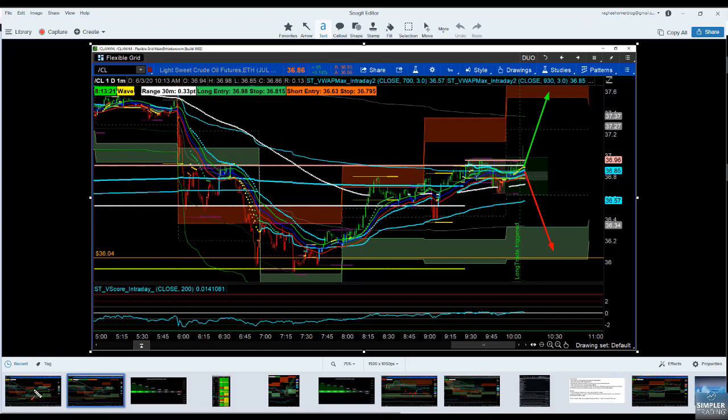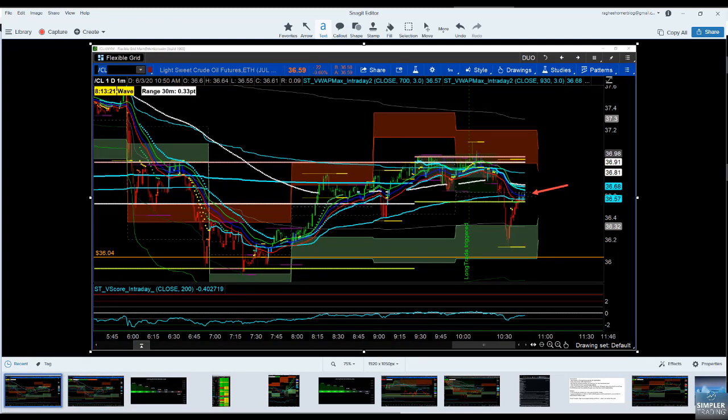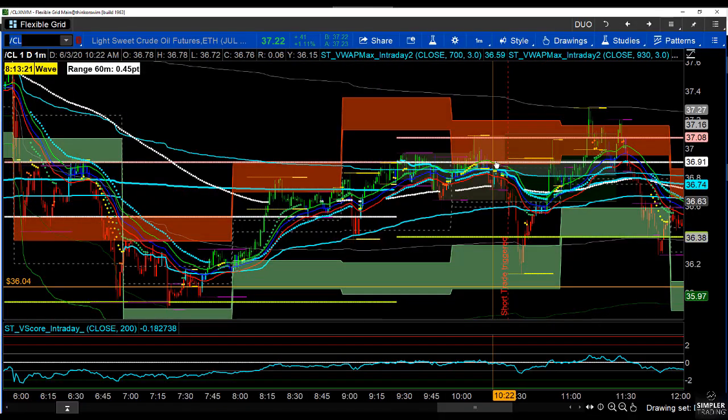So fast forward, this is what we had right here. Okay, so look at 10:30, and then what did the market do? It sold off into the support level. All right, so now you have the before and the after of the setup. So let's take you back to the live chart. All right, so we sell off into this area.